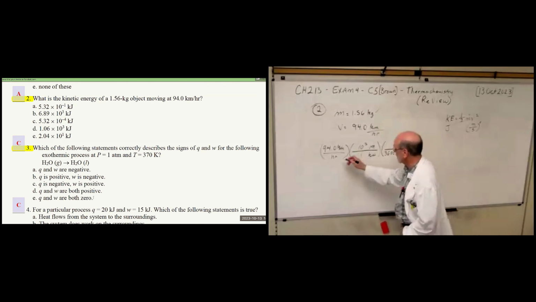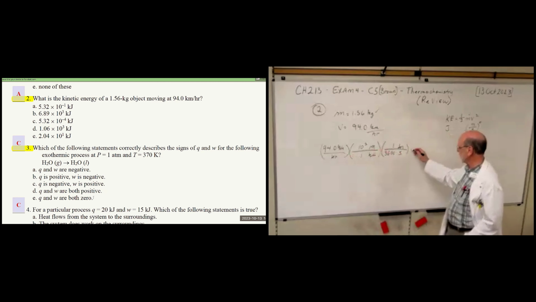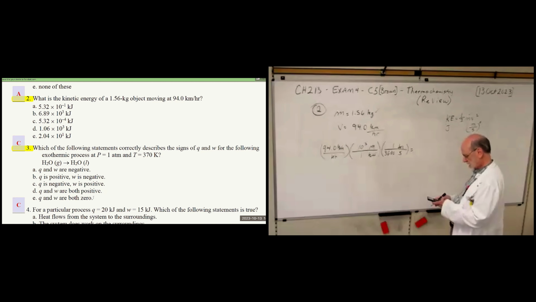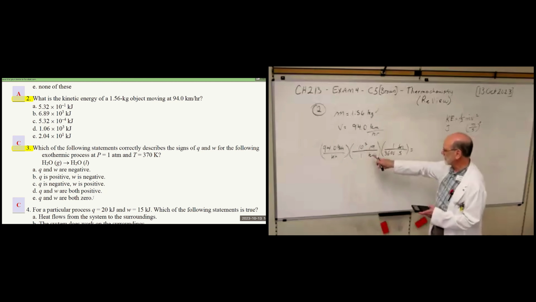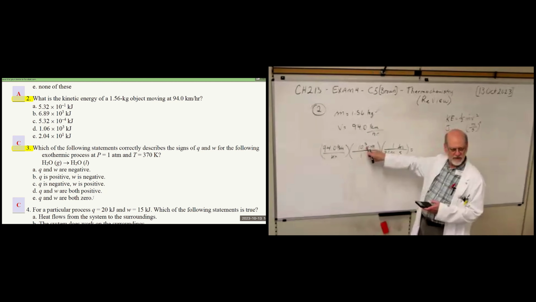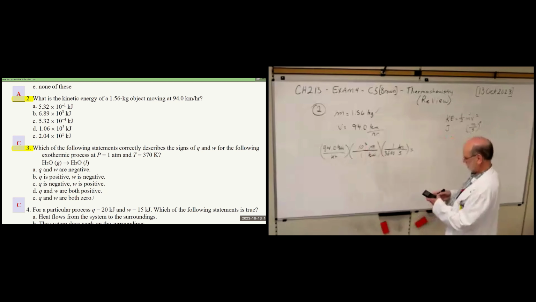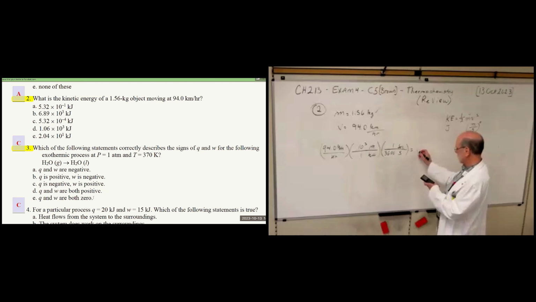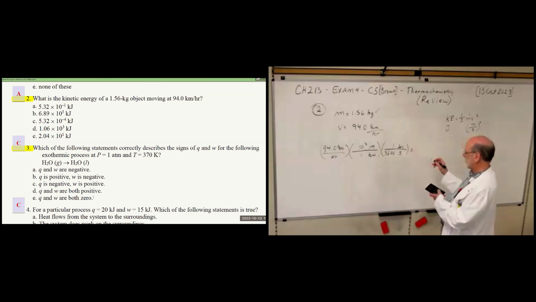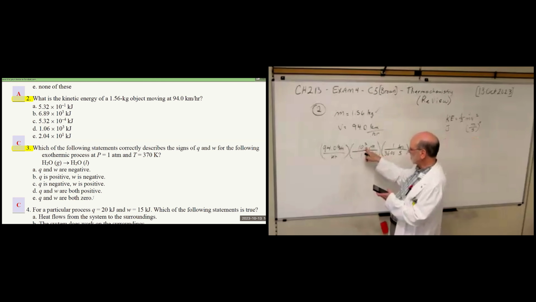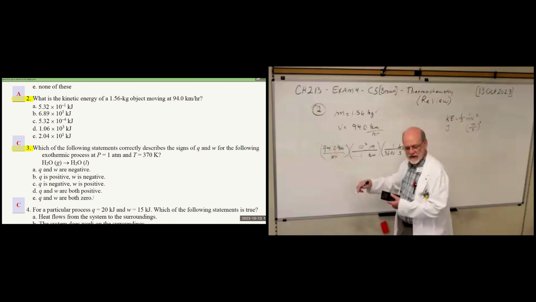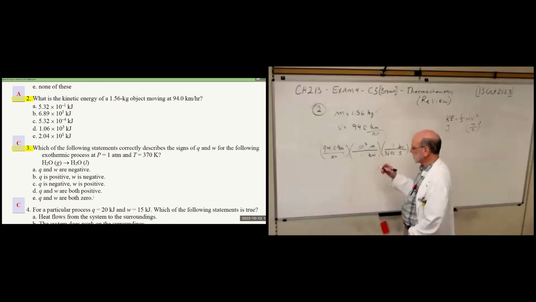Okay, so now we got rid of hours and we got meters per second. That was the thinking part. Now we just need to crunch some numbers. So 94 times 1,000. What's on the top? Meters per kilometer. 10 to the third. And divide by 3,600. 10 to the third times 94. It might be easier to do it this way.